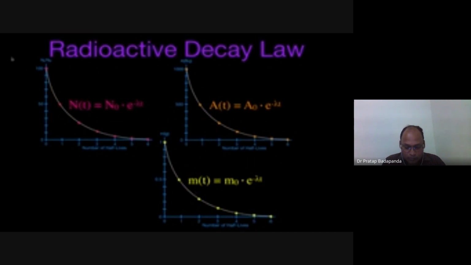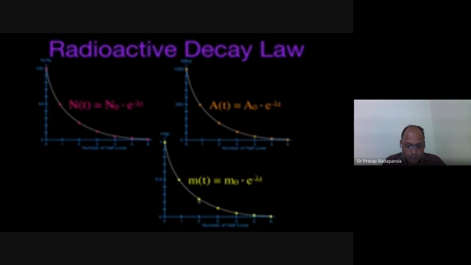This is expressed as a percentage. Start out with 100%, after one half-life you have 50, after another half-life you have 25, and then you have 12.5, and then 6.25, and so on. And the activity is the same. You have half, then a quarter, then an eighth, and a sixteenth. For the mass, you have half as much mass, and then after the second half-life, you have a quarter of the mass. So it's important to understand that those three graphs look exactly the same.